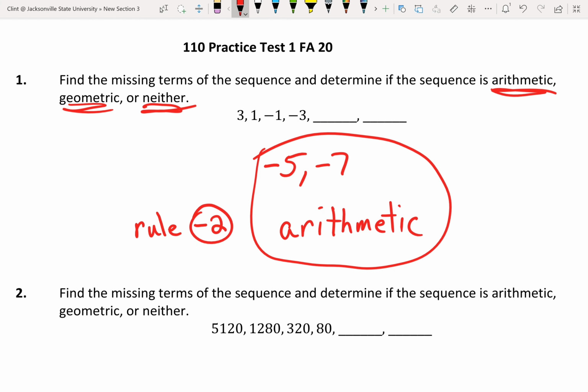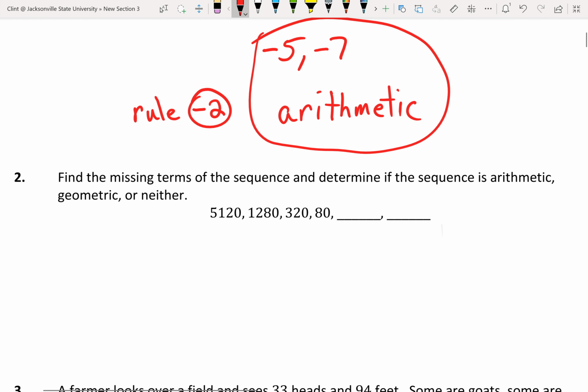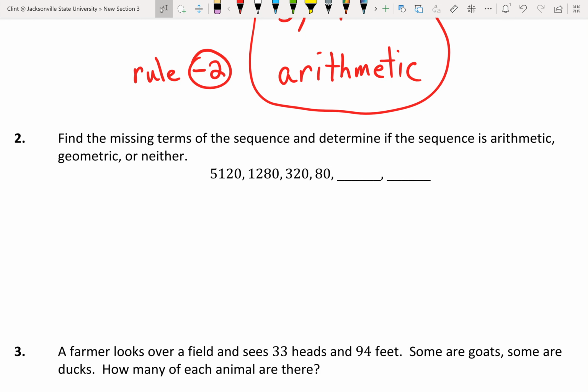Let's look at number 2. Number 2 says find the missing terms of the sequence. Same thing, and determine if it's arithmetic, geometric, or neither. Okay, the numbers are kind of big, so it's kind of hard to see to start with, but it looks like when we go from 320 to 80, we're dividing by 4. Okay, and you can check that with the bigger numbers with your calculator if you need to.